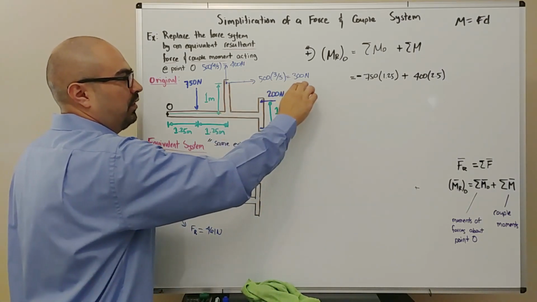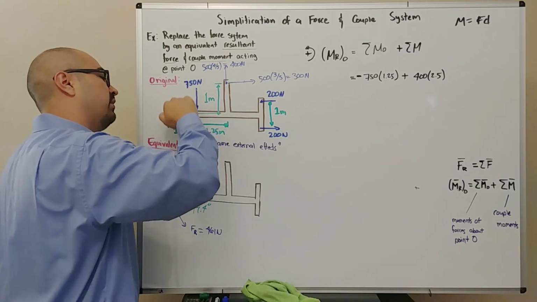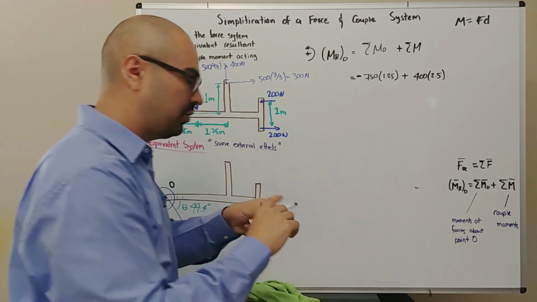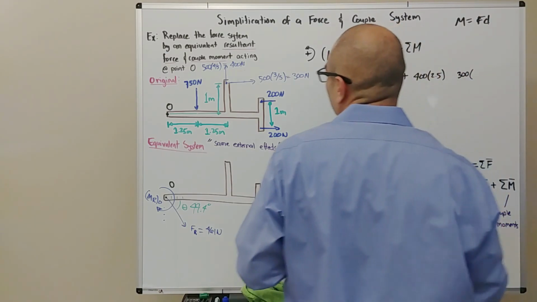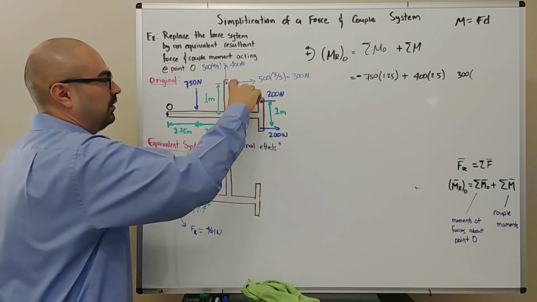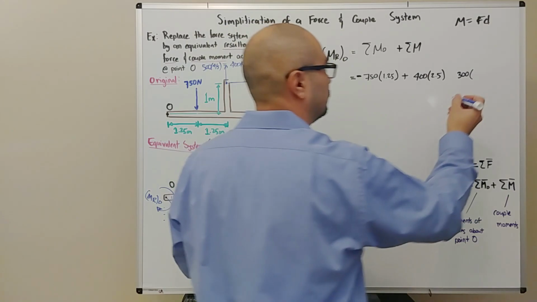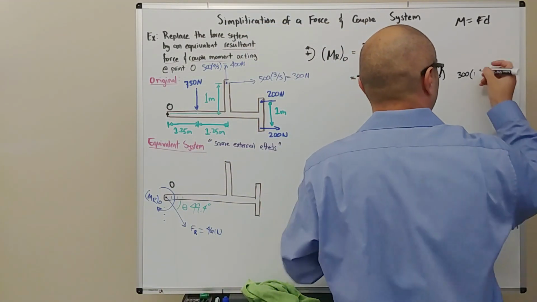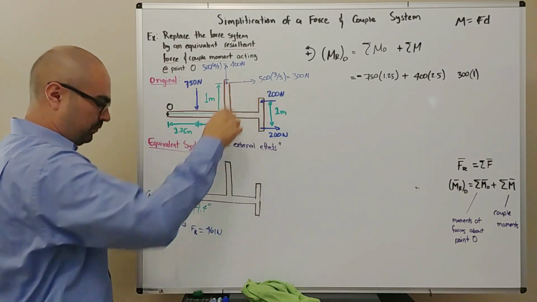Notice here we also have the horizontal component. There's this 300 Newton force that does not pass through O, so it can create a moment. So the force is 300. The perpendicular distance to O is 1 meter. So 300 times 1. Sorry about the colors. Now what is the direction?